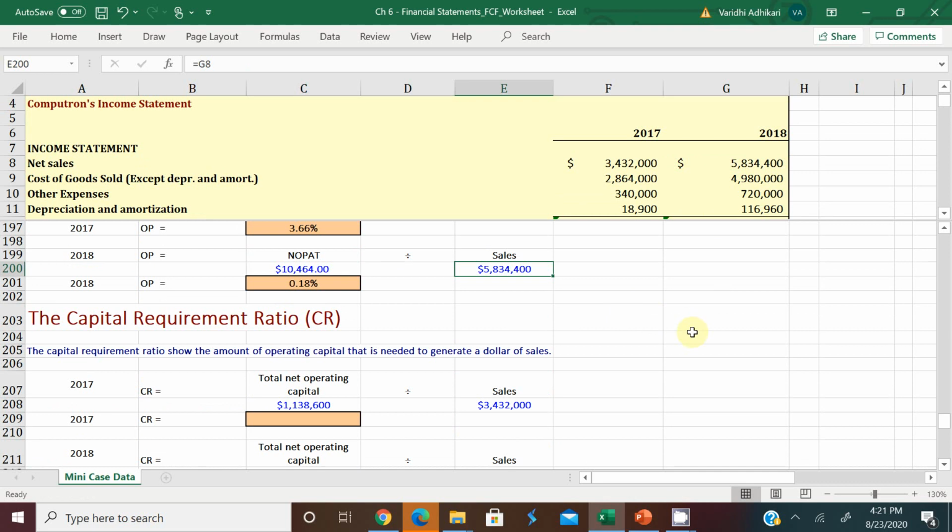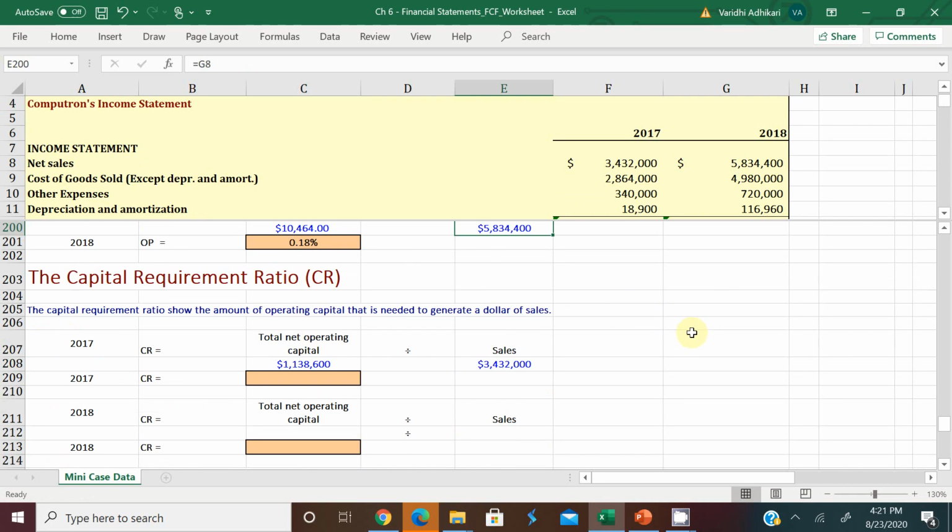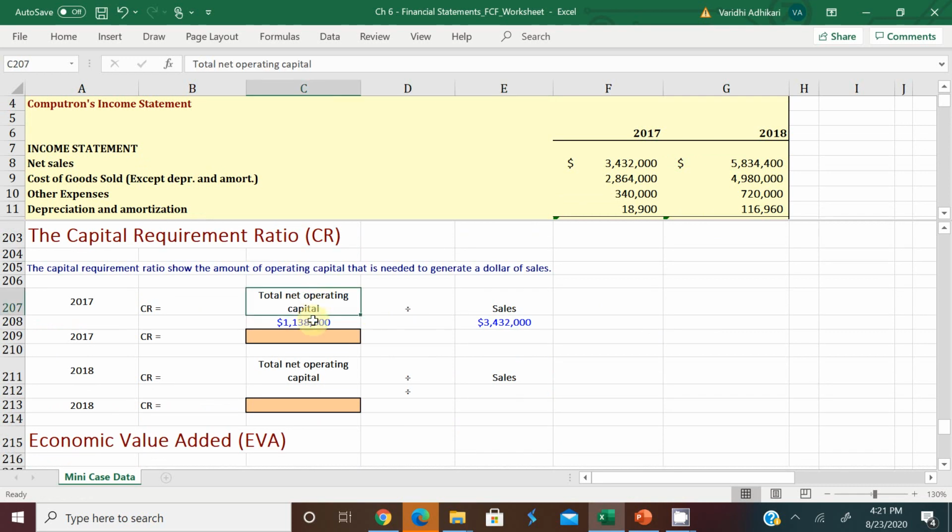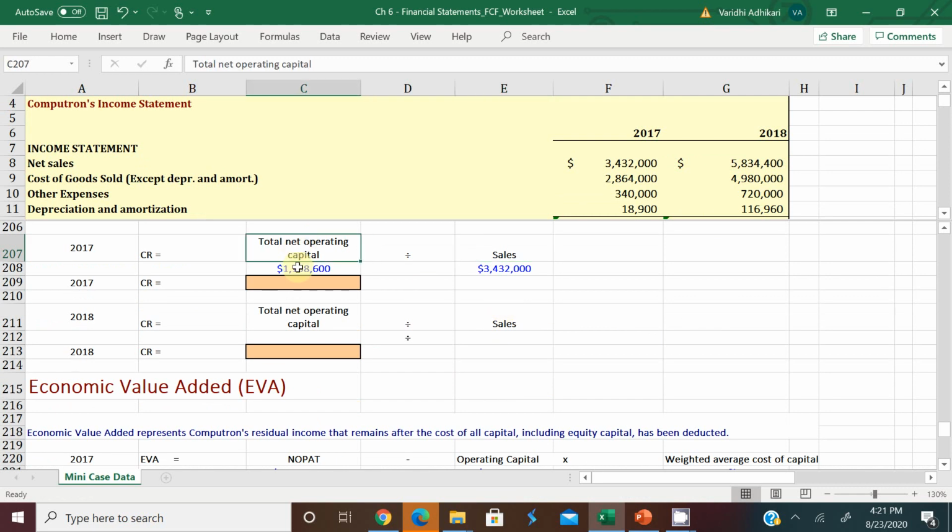All right, so the third ratio is the capital requirement ratio. It has to do with how much operating capital this company needed to generate sales, so how efficiently it was able to utilize operating capital to generate sales. You want this ratio to be small because you want to make more sales from the same amount of operating capital. In 2017, it only needed 33 cents of operating capital per dollar of sales.